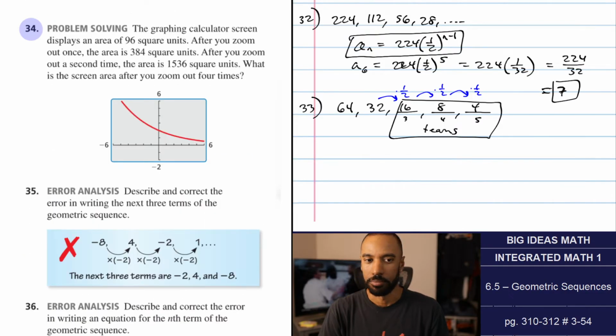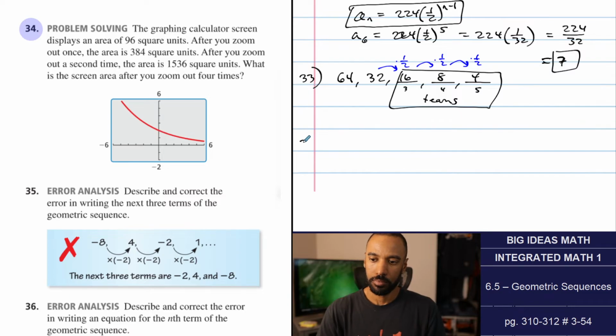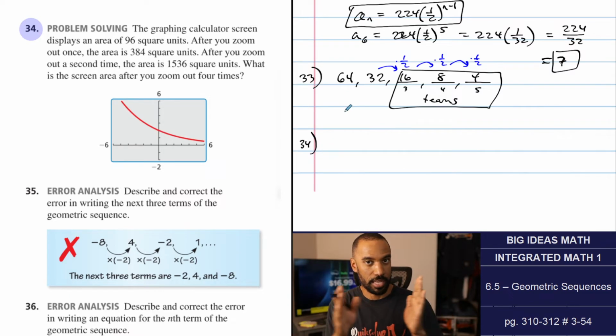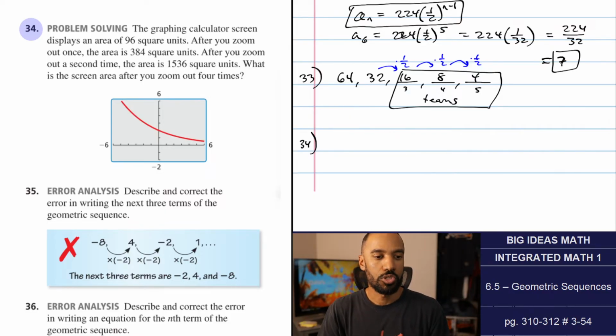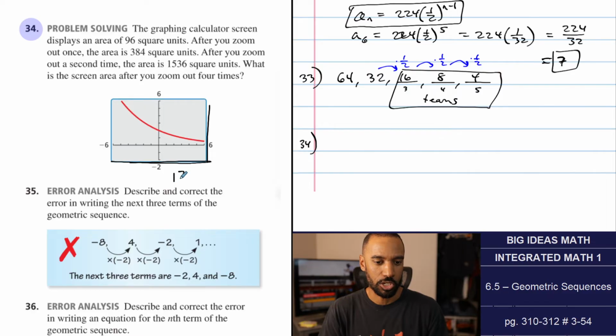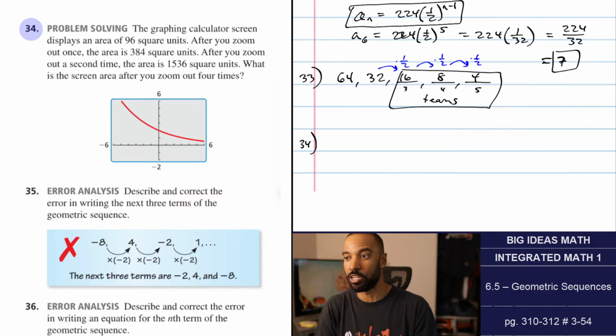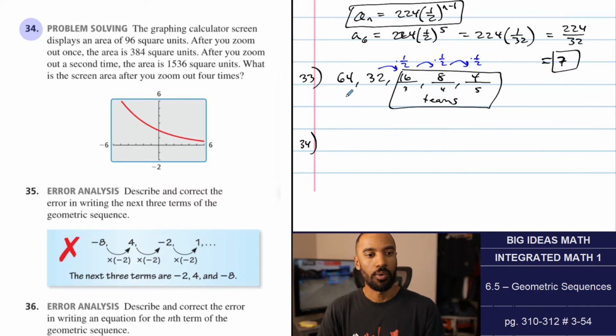Number 34. The graphing calculator screen displays an area of 96 square units. That's the length times width. After you zoom out once, the area is 384 square units. After you zoom out the second time, the area is 1536. What is the screen area after you zoom out 4 times? Now, I don't have to necessarily confirm this, but this looks like it's 12 times 8, and 12 times 8 is 96. We're not trying to figure out the dimensions of these things, but I do agree, it is 96 in that.